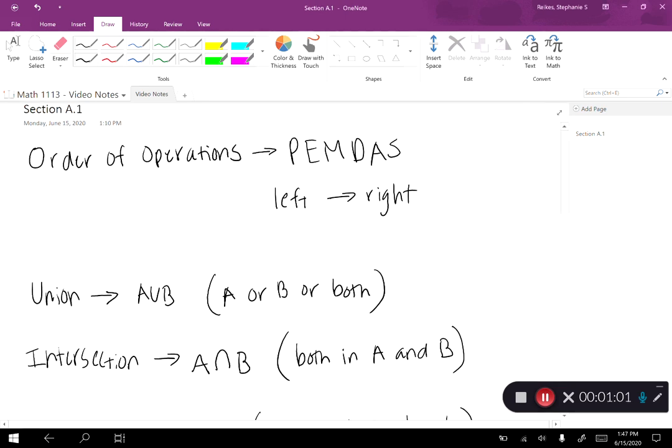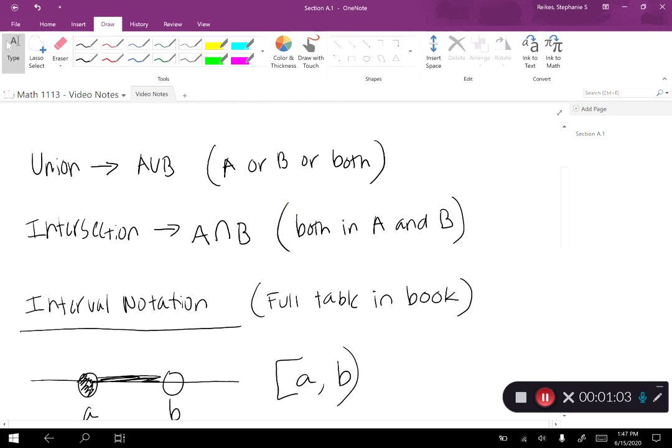Next, let's talk about set notation, union, and intersection. A union B uses a symbol that looks like a U between the two sets, and union represents what's in set A or B or both. Intersection, A intersection B, uses a symbol that looks like the letter N, and this represents what's in both A and B.